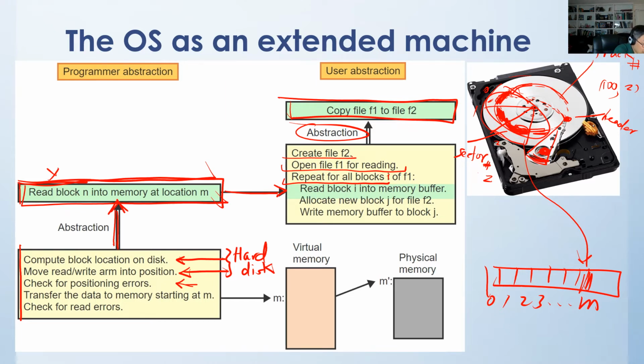Okay, and then for each block, you're gonna perform read block I into memory buffer, and then eventually write the memory buffer to block J in the hard disk, or no, in the memory. So that's another level of abstraction. So from the user level, that's it. This is the one you want to operate.